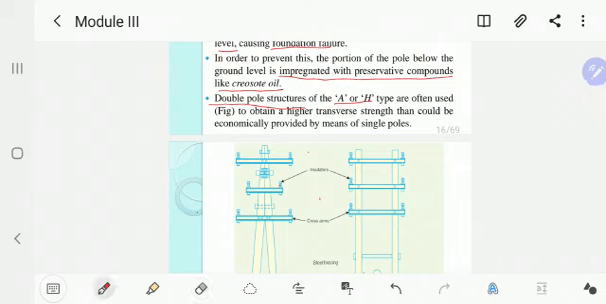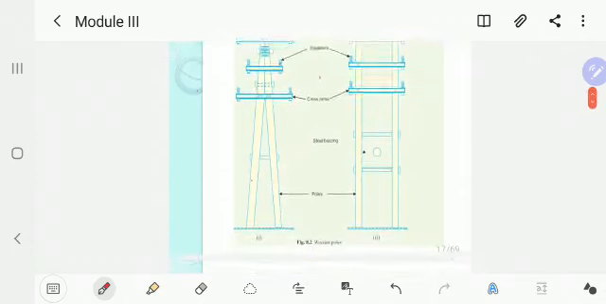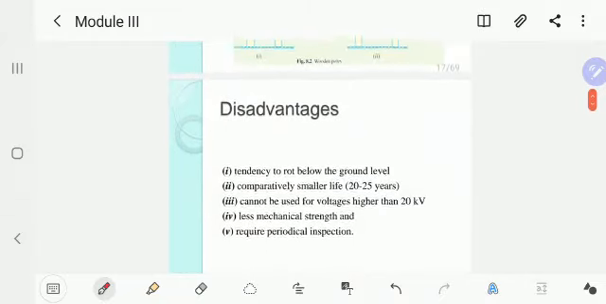They are often used to obtain higher transverse strength than could be obtained by a single pole. So it has a greater transverse strength than the single pole case. So double pole structures are mechanically stronger.